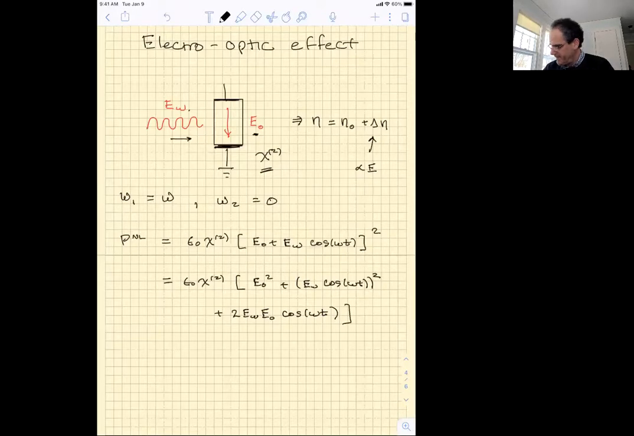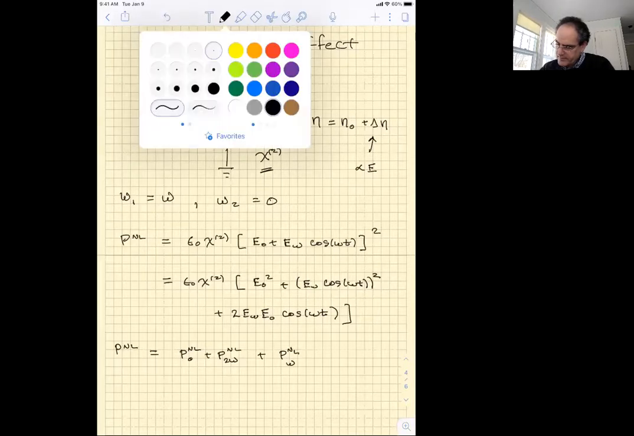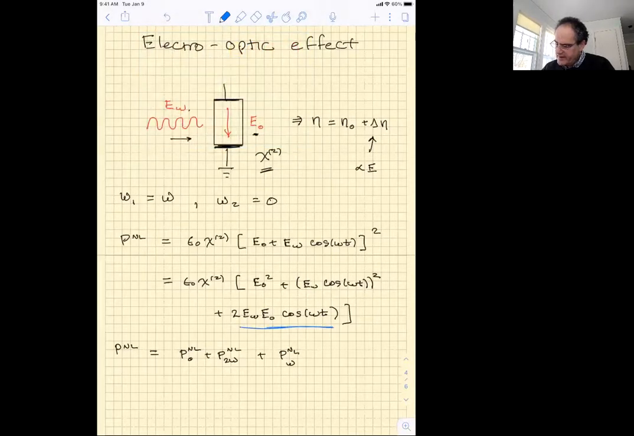There we are. Now that means that the nonlinear polarization can be written as a series of terms. There's a DC term. There would be a second harmonic term, but we're not really interested in that today. But there's also a term at frequency omega, which is this term here. So it oscillates at the same frequency as the incident light wave.